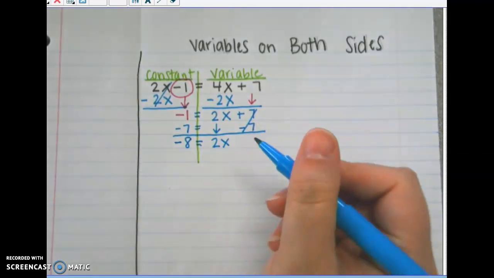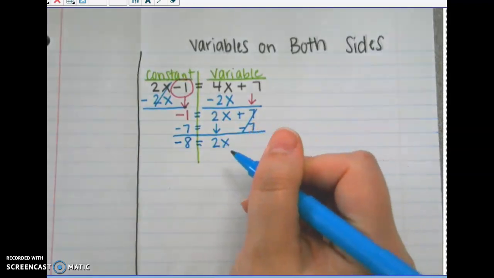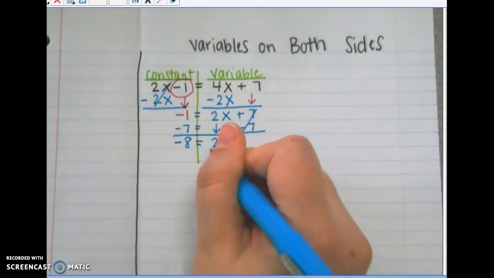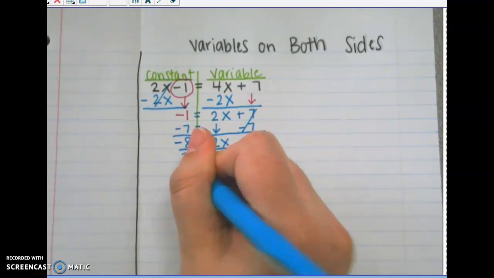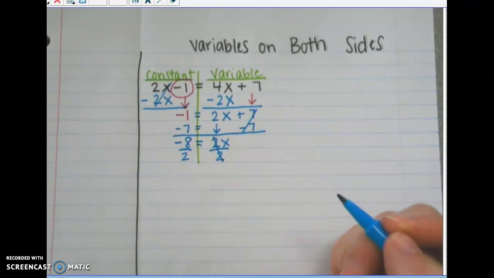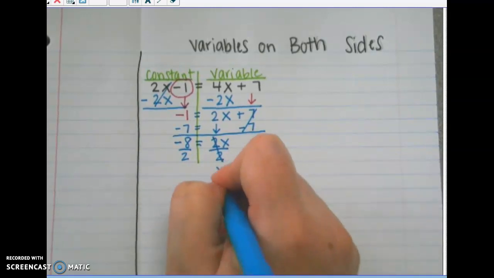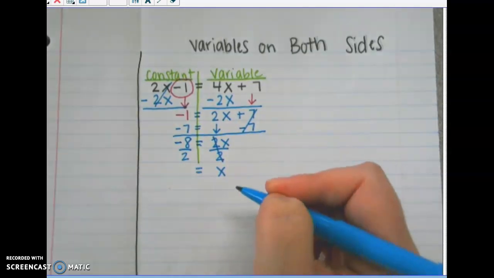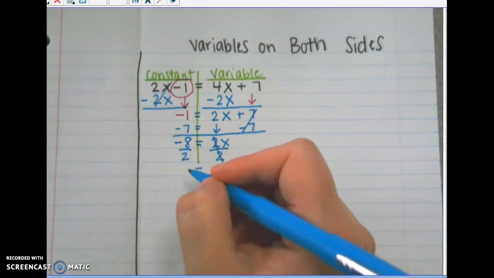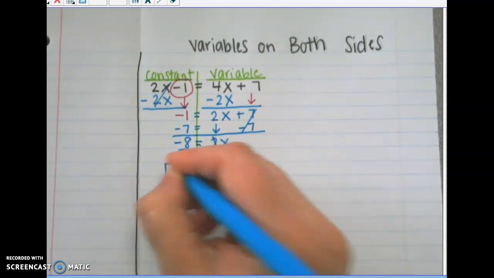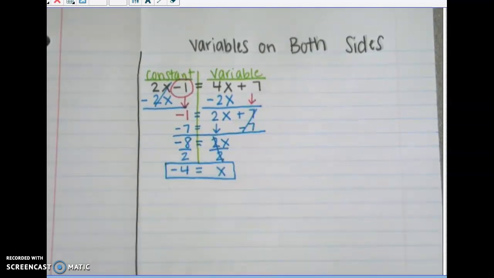All right, from here I have to look at the variable side and figure out what is left that I have to get rid of. So 2 times x, the opposite of times is divide. So I have to divide both sides by 2. That cancels. So my variable is isolated. I only have x all by itself now on my variable side. The other side, -8 divided by 2, is -4. So I'm going to write down what we did at each step.